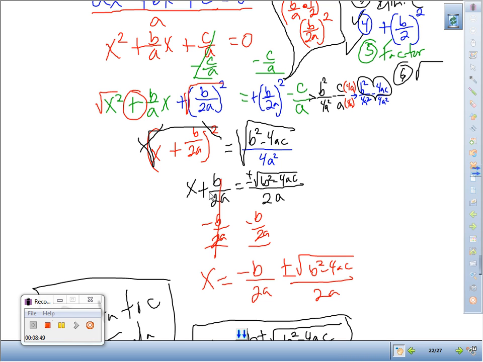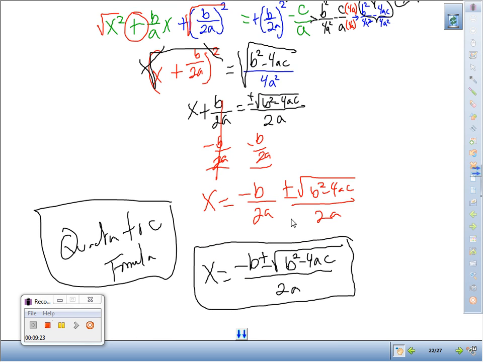This cancels this, and we're left with x plus b over 2a equals plus or minus the square root of b squared minus 4ac over 2a. Here, we were able to take the square root of the denominator, but not the numerator, because we have a negative here, right? From here, we just eliminated minus b over 2a from each side. We ended up with x equals minus b over 2a plus or minus the square root of b squared minus 4ac over 2a. And we combine these two fractions, and that's how we get our quadratic formula.